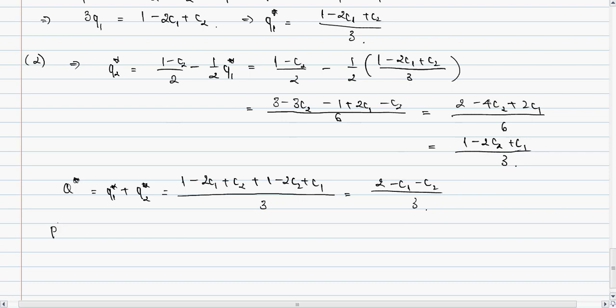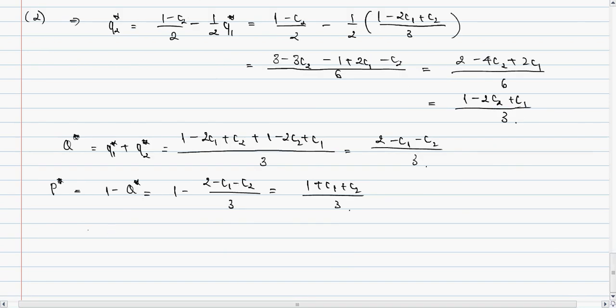Knowing the quantity, you will be able to find the price in the market, which is equal to 1 minus quantity. So it's 1 minus (2 minus C1 minus C2) on 3. That will give you (1 plus C1 plus C2) on 3. Okay, so that is the market price.